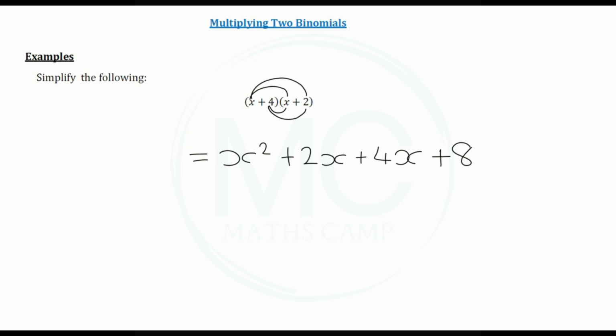Now we can see here that we've got 2x and 4x, so we need to add like terms. So we're going to get x squared. 2x plus 4x gives us 6x, so we say plus 6x. And then we add 8.